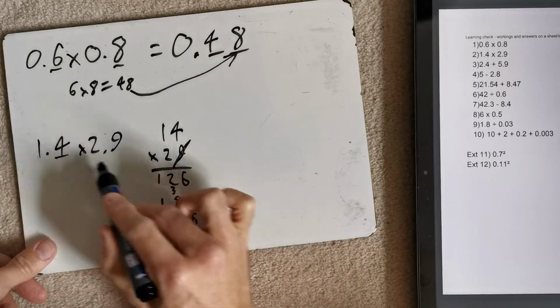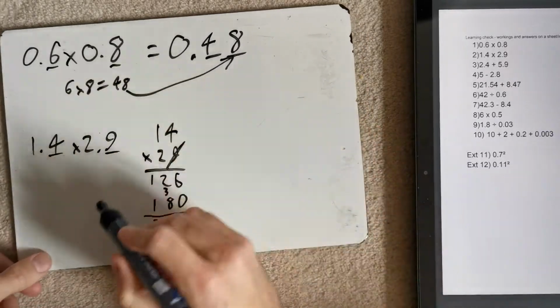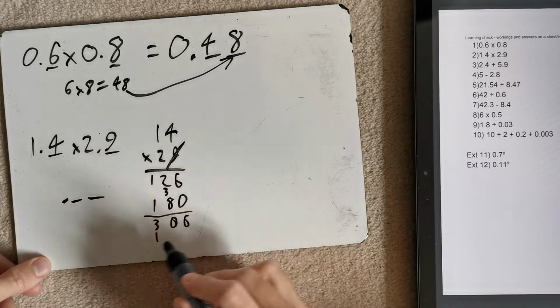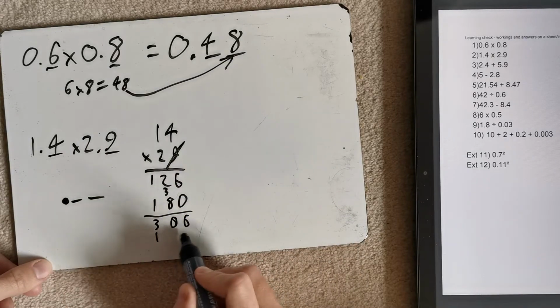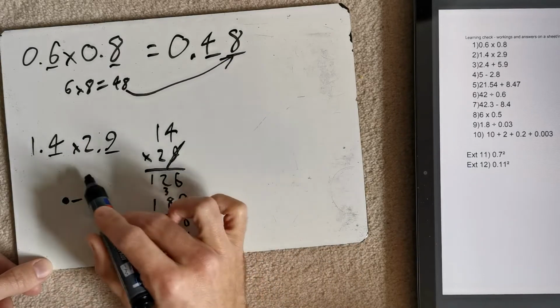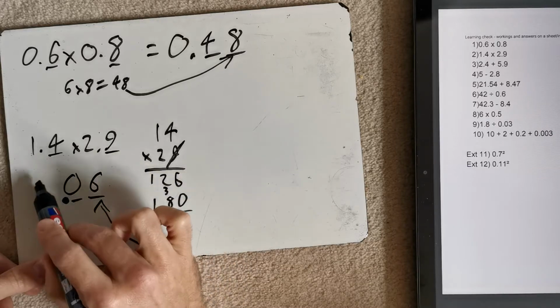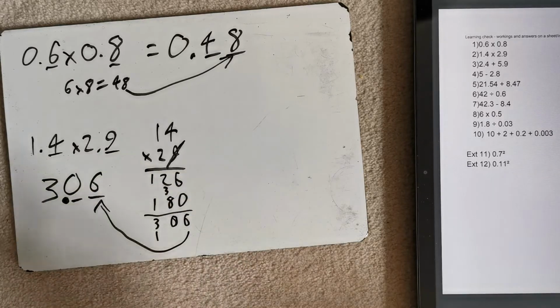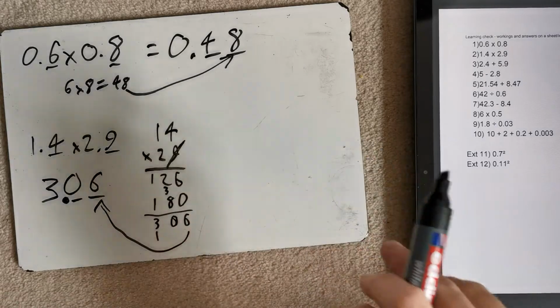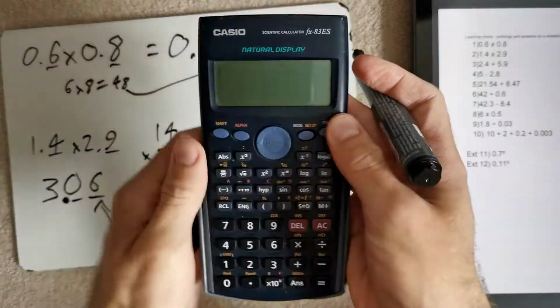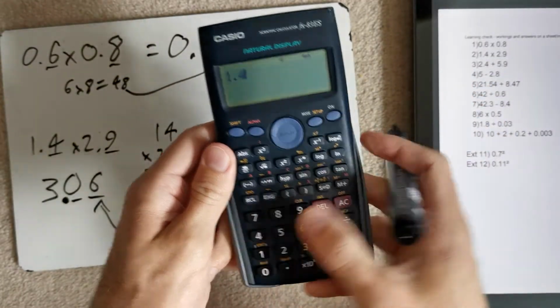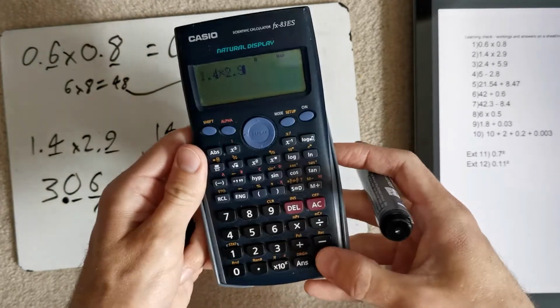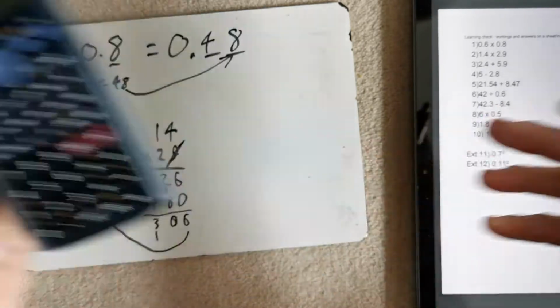306. 2 decimal places in the question, there is going to be 2 decimal places in the answer. Fill this in from that end. We're going to get 6 there, a 0 there. Flow over the decimal point. We're going to get 3.06. Just to check that on the calculator, just so I'm not making any silly mistakes, we're going to get 4.06.